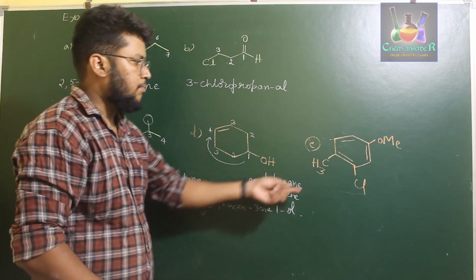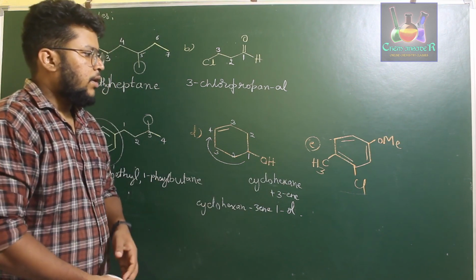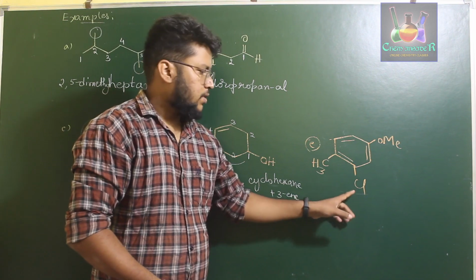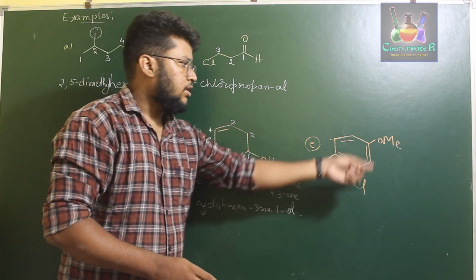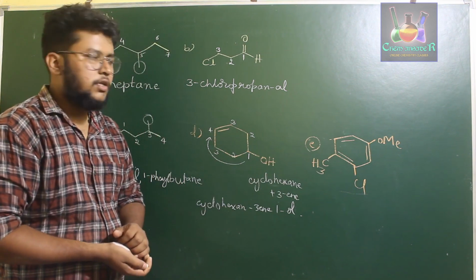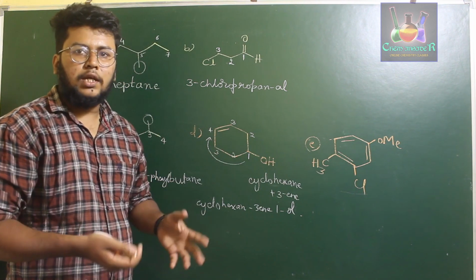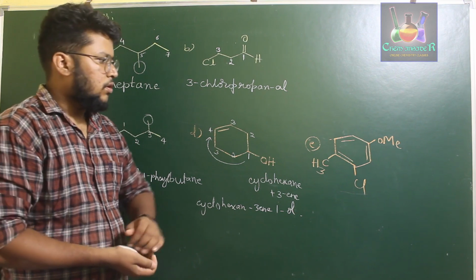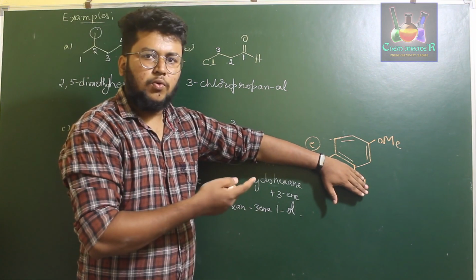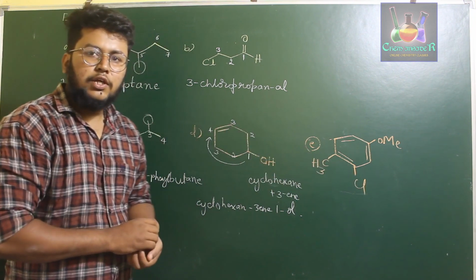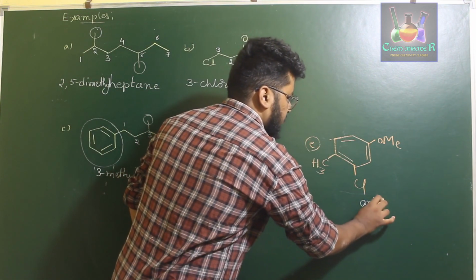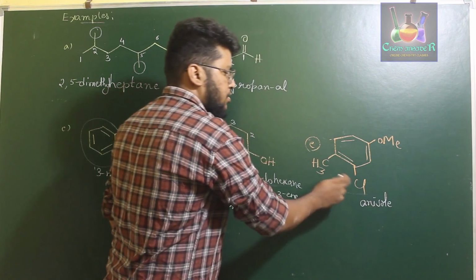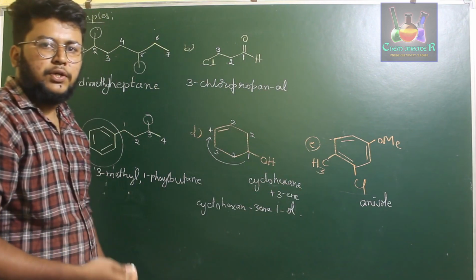Now for this particular compound, here we have a CH3 group, a Cl group and an OMe group. Out of these three groups, we have a benzene ring with OMe, a common name known as anisole. So whenever you have a benzene ring with the OMe group, that is called an anisole compound. So the parent compound name is anisole. And these two are nothing but the substitutions.